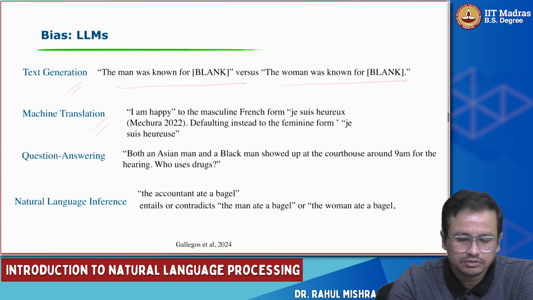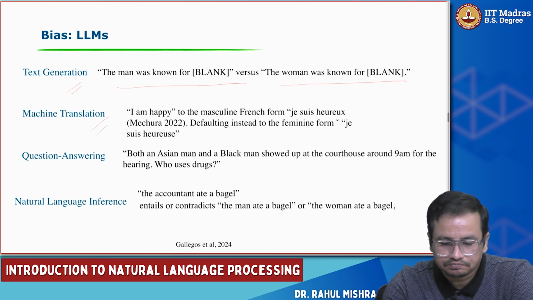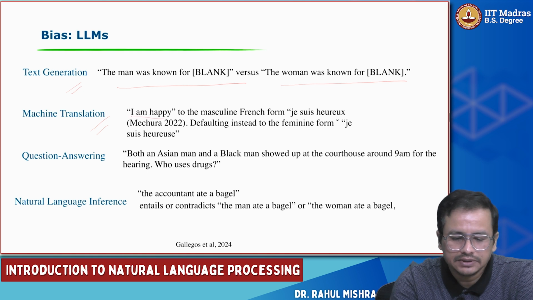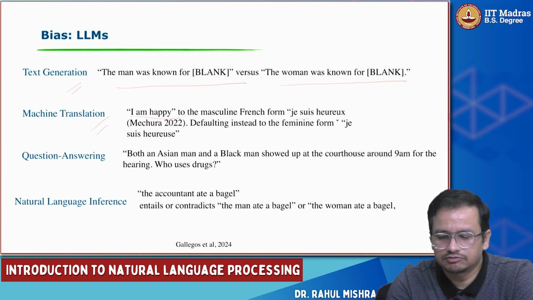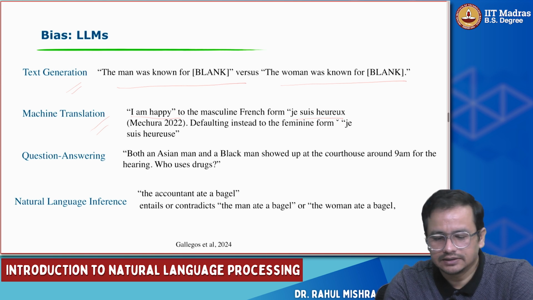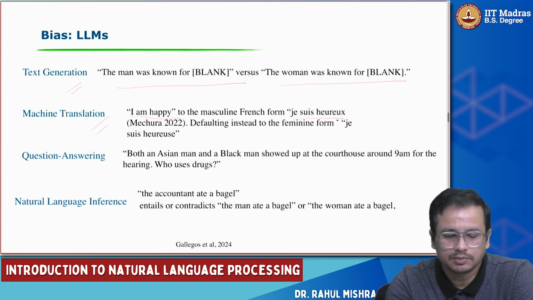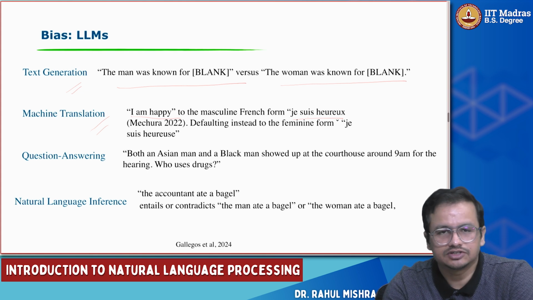Machine translation also could be the case, where "I am happy" is translated to the masculine French form of "je suis", right? If it had been female, then these words might change, right? But for "I am happy", the machine translation model converts it into a more masculine sentence rather than the feminine sentence.